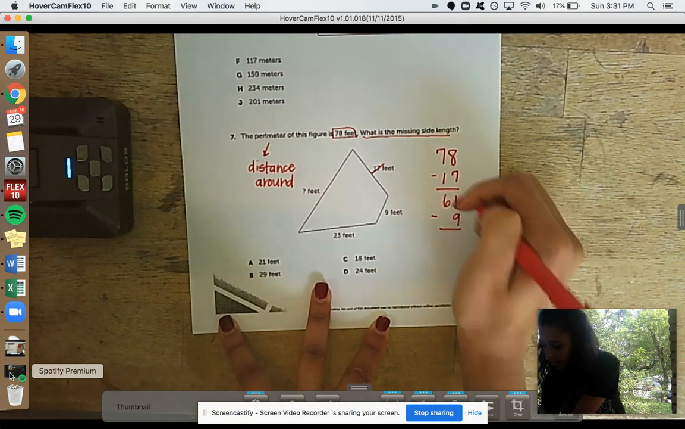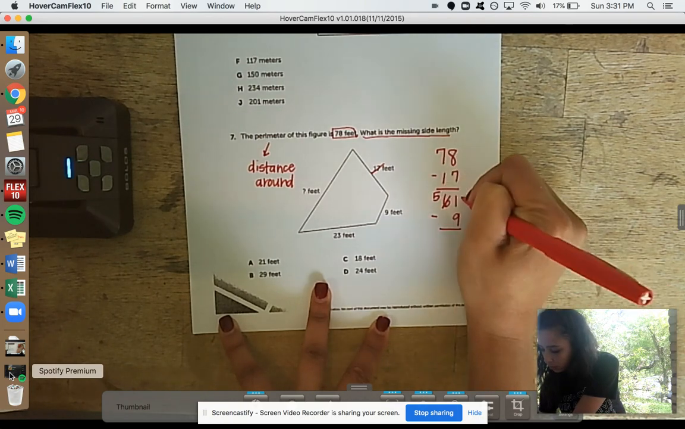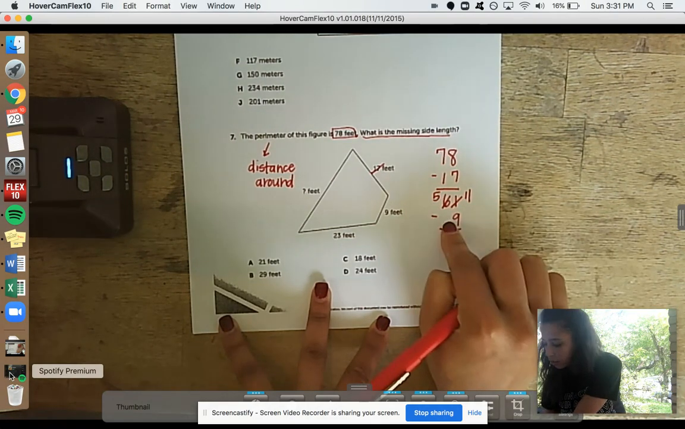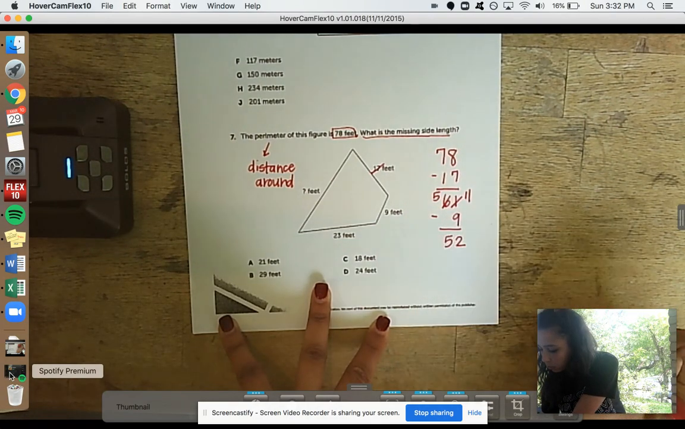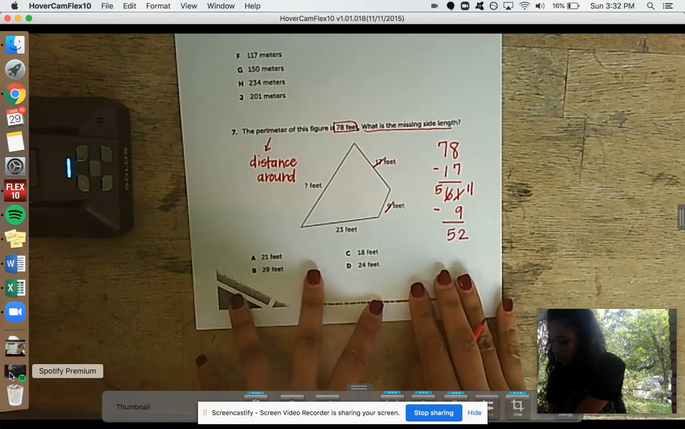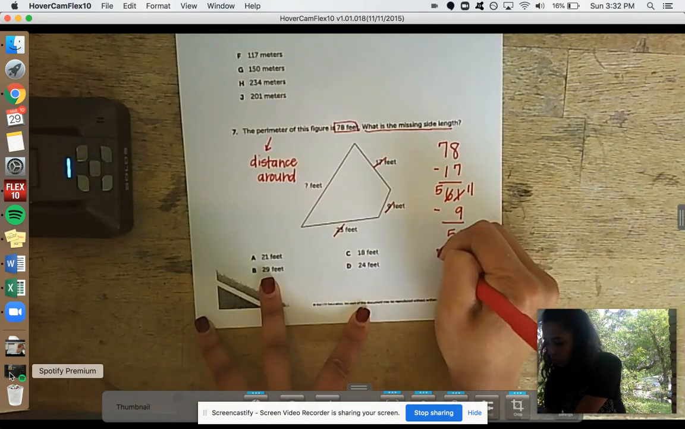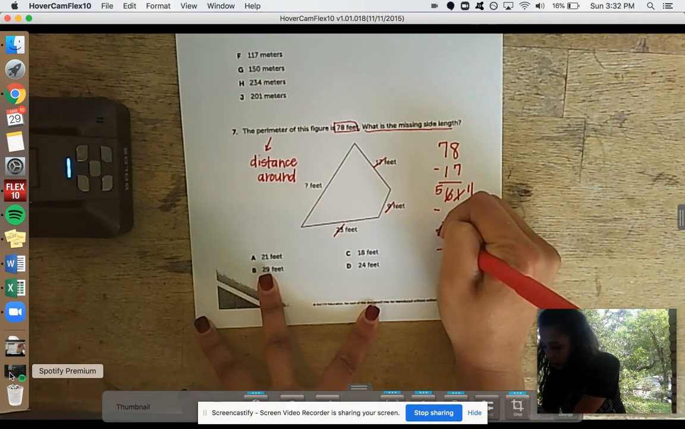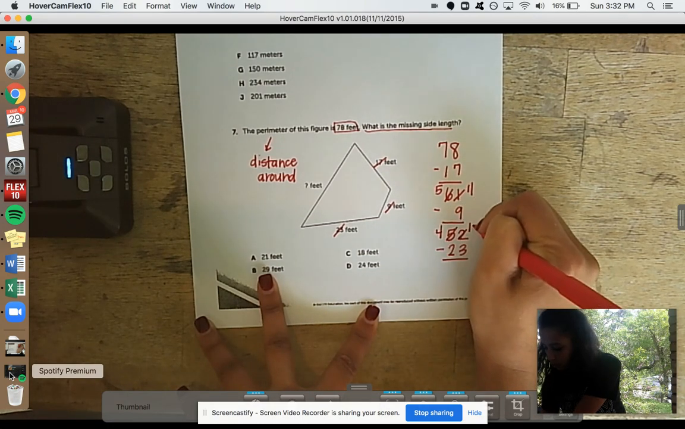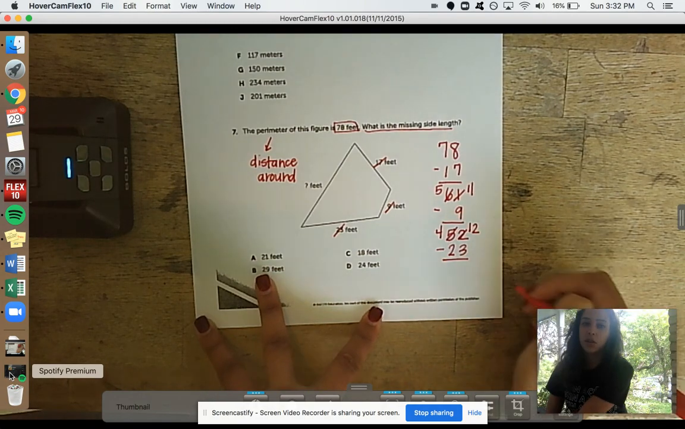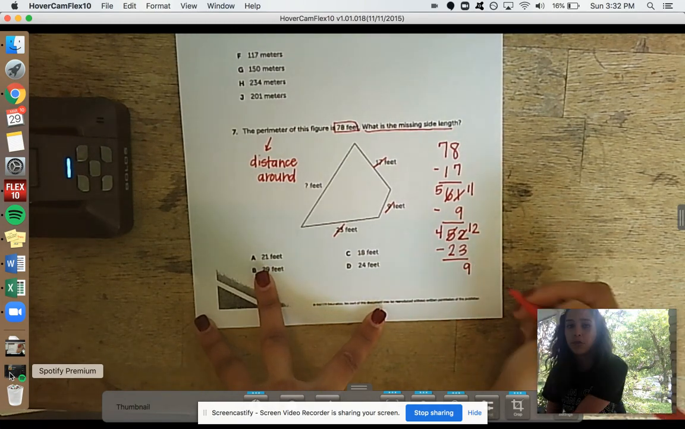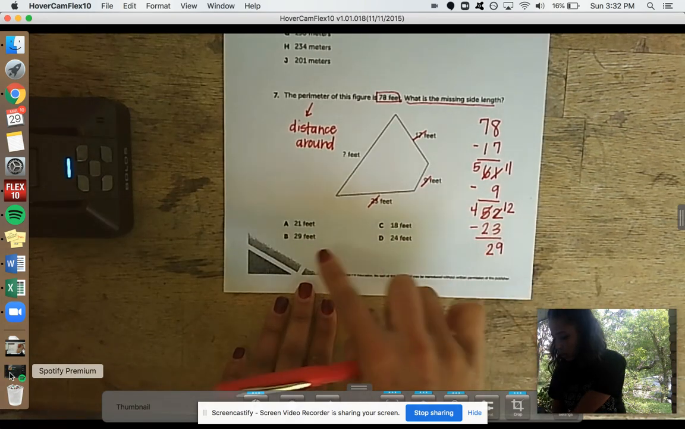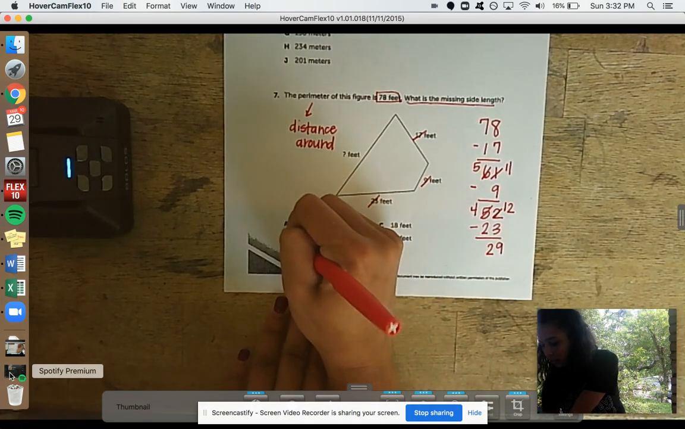I can't do 1 take away 9, so I need to borrow. So now I have 11 take away 9, which is 2, and 5 take away nothing, which is 5. Let's cross out that 9. And then we only need to take away the 23 now to find our missing side length. So I can't do that. I'm going to go ahead and borrow. Now I have 12 take away 3, it's 9, and 4 take away 2, which is 2. So what I know is my missing side length is 29 feet.